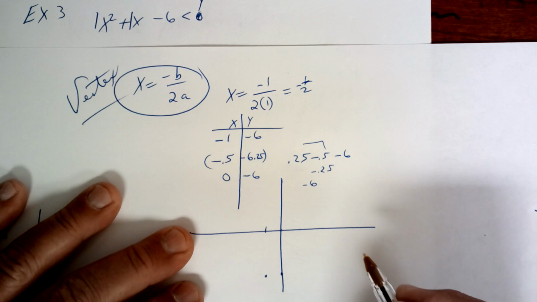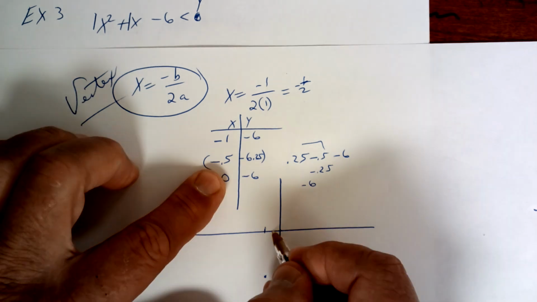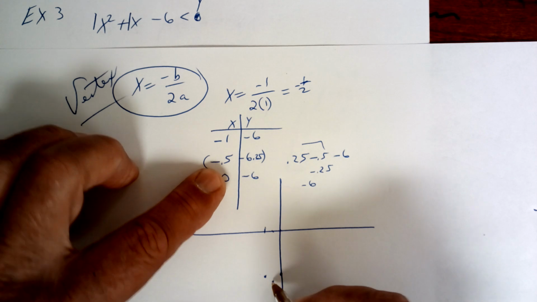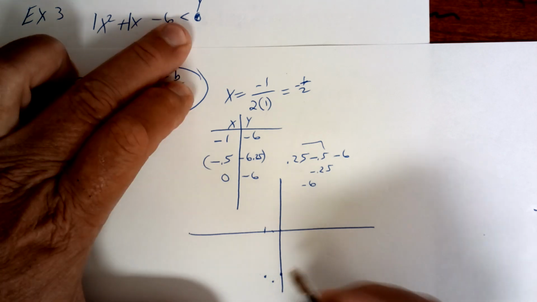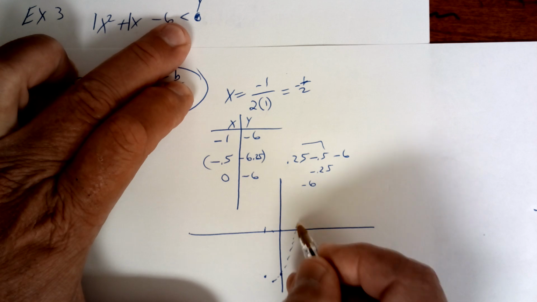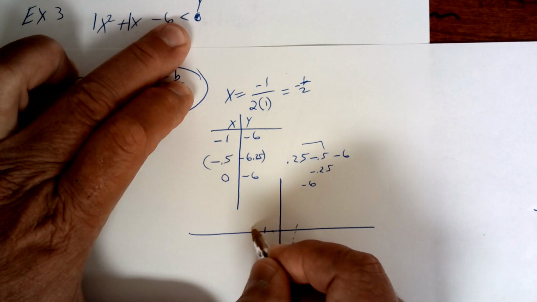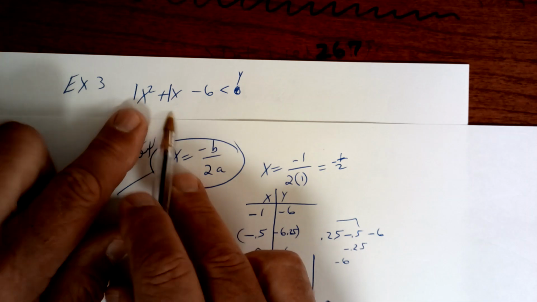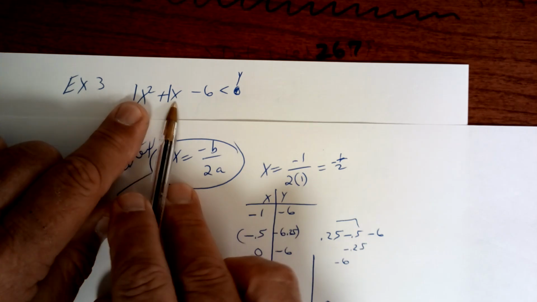and then negative 0.5, which is here, and then down here. This one is broken, and then you got to pick a test point. I'm going to use 0, 0, and if you use 0, 0, you get negative 6.